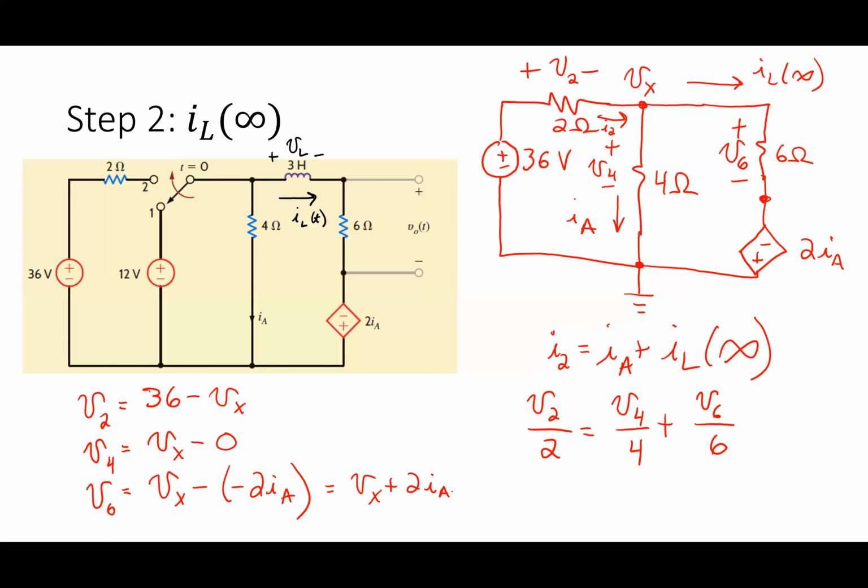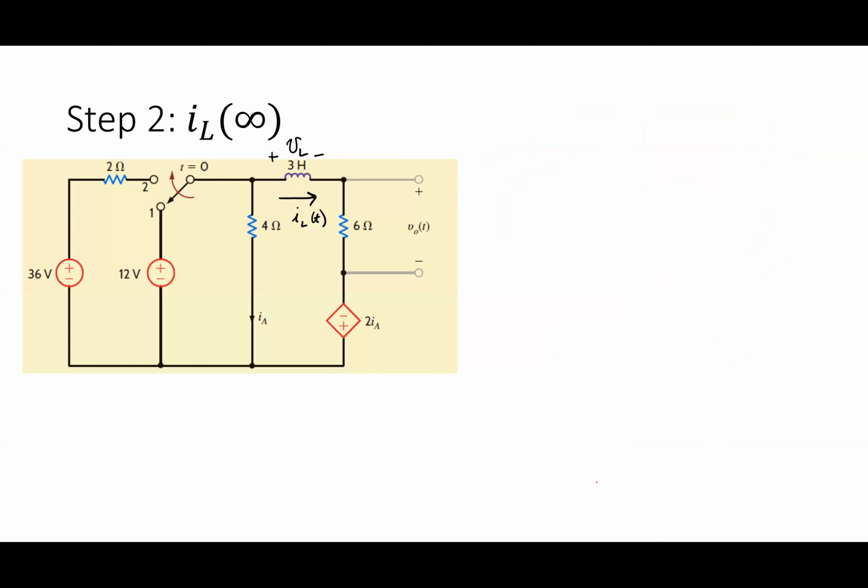Vx over 4. Yeah, exactly. So this guy becomes Vx plus 2 times Vx over 4. All right. Then what I do is I put all that together into one equation. All right. So I have this.